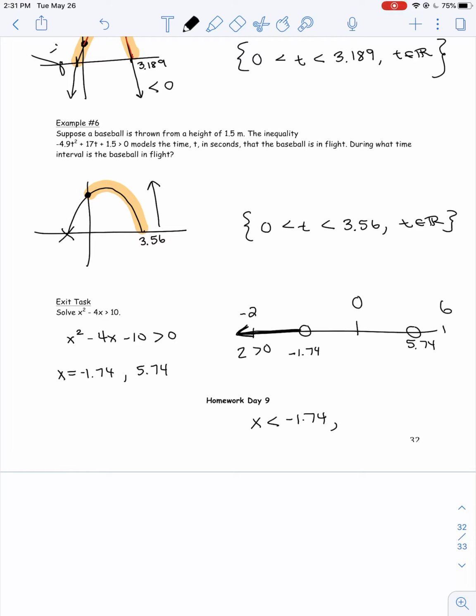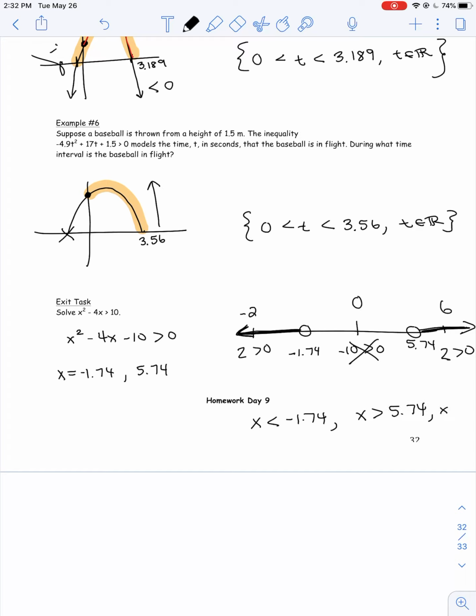Then you're going to test out 0, so 0 squared minus 4 times 0 minus 10 gives me -10. Well, -10 is not greater than 0, so it's not going to be in this solution region. And then we're going to test out 5.74 squared minus 4 times 5, actually 6. It was 6 that I'm testing out. 6 squared minus 4 times 6 minus 10 gives me 2, which is greater than 0. So as you can see, my solution is also greater than 5.74.